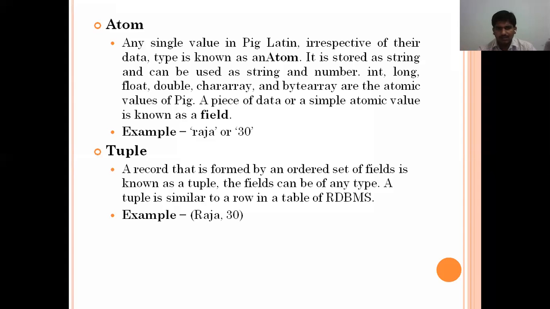Tuples are records, they are going to be stored. A set of fields is known as a tuple. The tuples can be of any type. A tuple is similar to a row in a table of an RDBMS, a relational database management table. In one single row, how we are going to mention it, the same. So for example, Raj, we are going to mention in normal brackets.